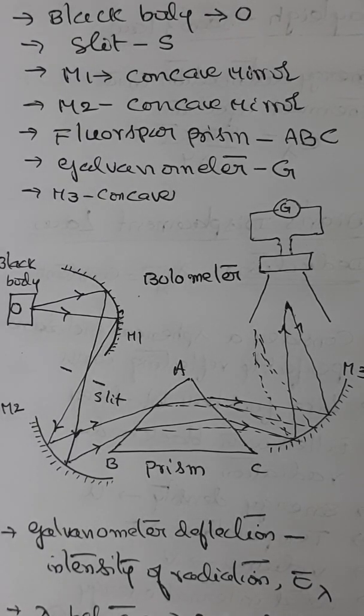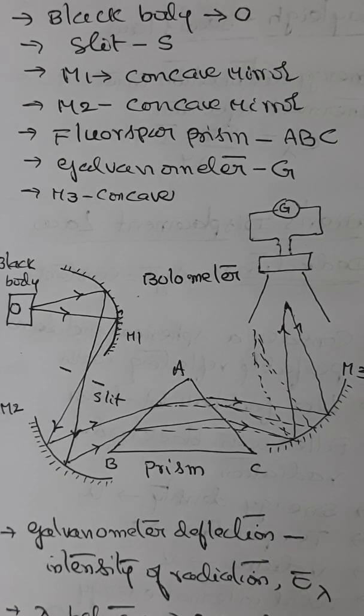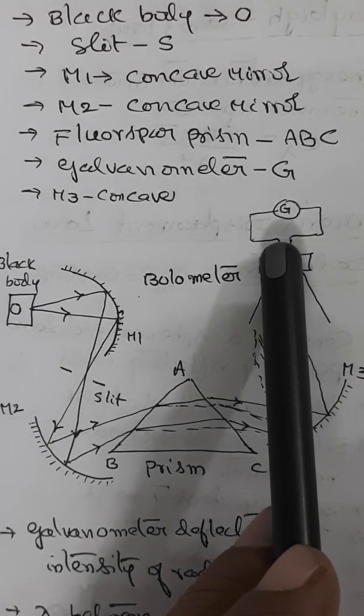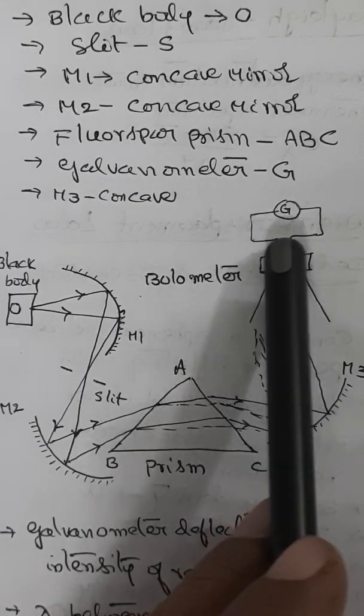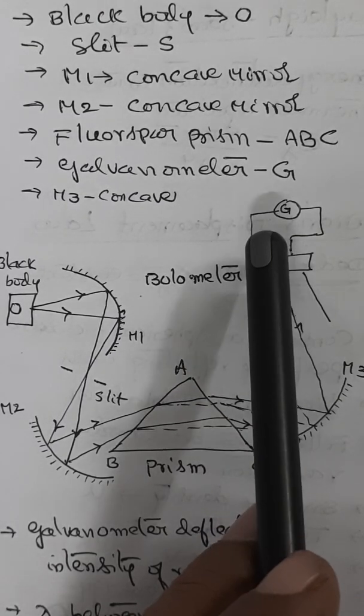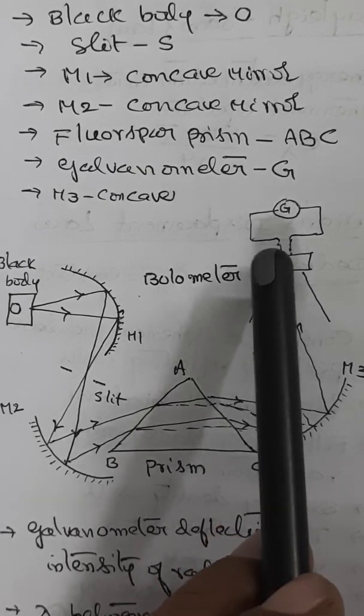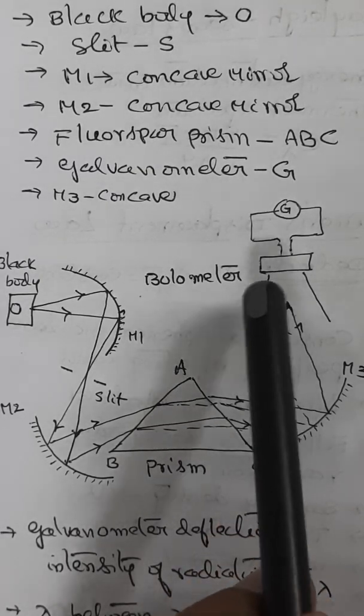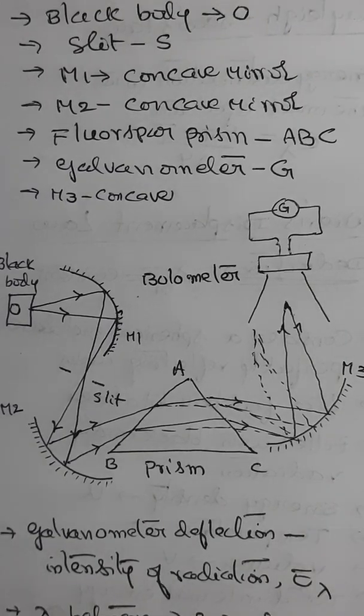Bolometer basically, as I told, is a linear type. It is an instrument to detect thermal radiation due to Lummer and Kurlbaum, and it is fitted with a galvanometer. G is a galvanometer. So the deflection produced in the galvanometer gives the intensity of the radiation, which is represented as E lambda. Let me recap.